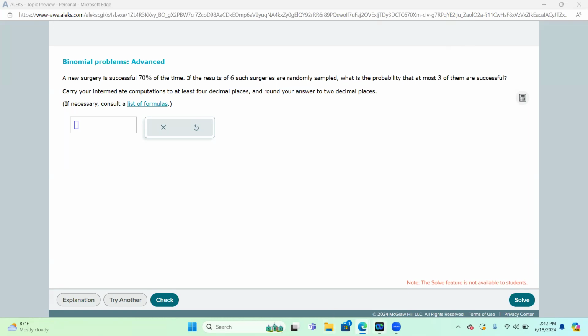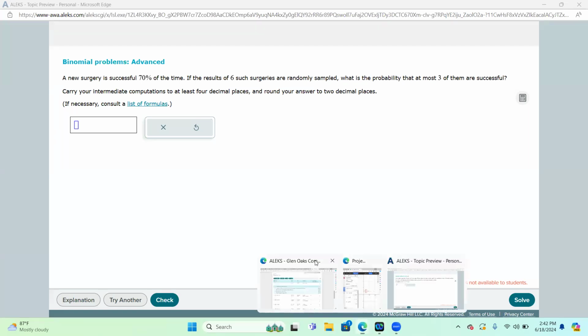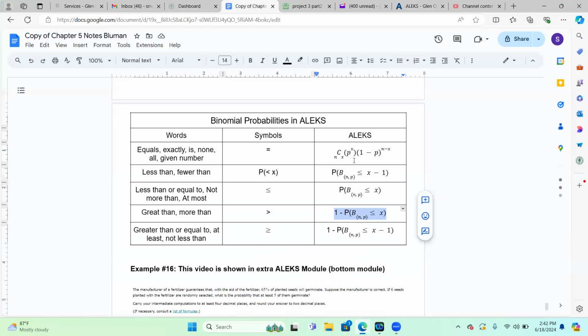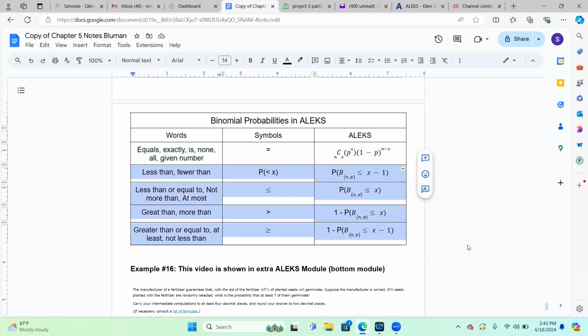The commands can also be found in the notes right here. These are the commands we're going to be using. So these words over here will guide us to the symbols that we're looking at. And then our ALEKS commands are right here. Remember, these are the ones that we did in the beginners video, if you look that one over. And then these are going to be the ones that we're going to use in this video currently.